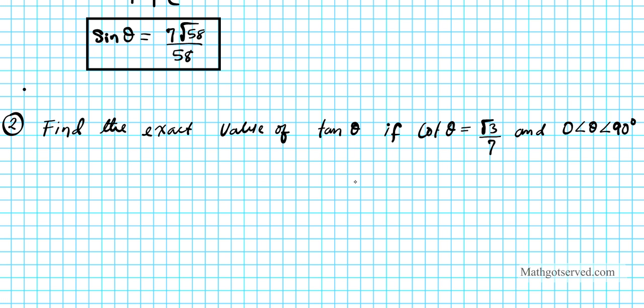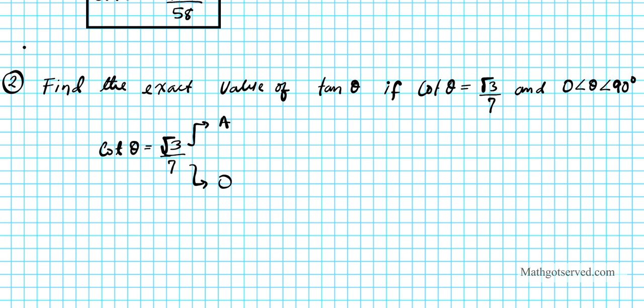All right, so let's go ahead and find this one. So what do we have in this case? We know that cotangent theta is root 3 over 7. Okay, so which is which? I know from TOA that tan is opposite over adjacent. So since tan is opposite over adjacent, that tells me that cotangent is the reciprocal of that. So this is going to be adjacent over opposite. So this will be the adjacent, and this will be the opposite. Okay, adjacent over opposite. So what is tan then?